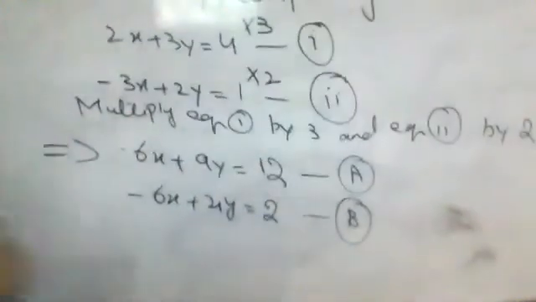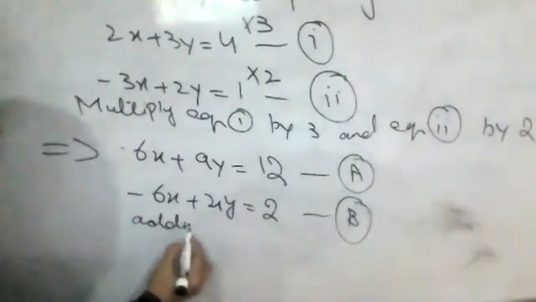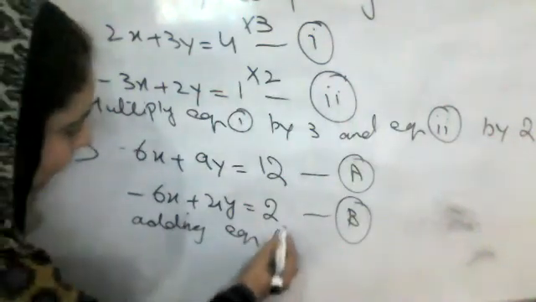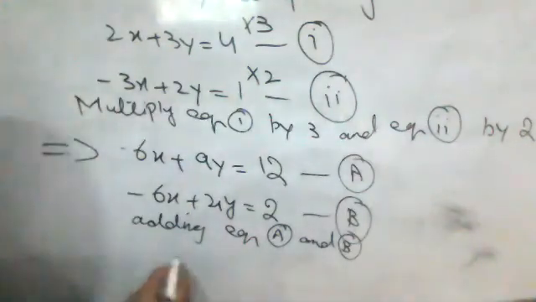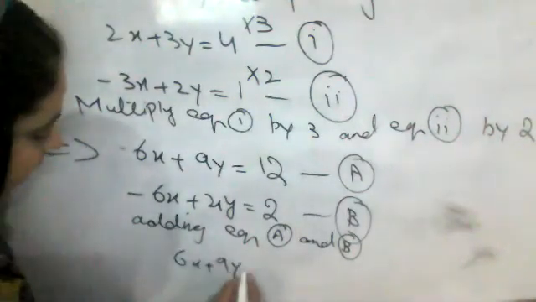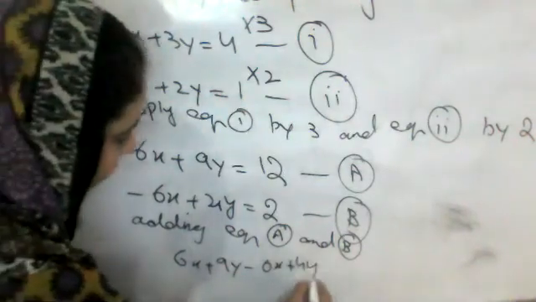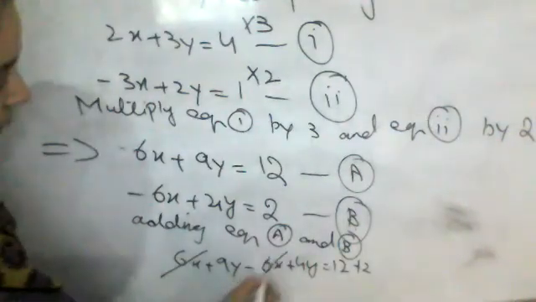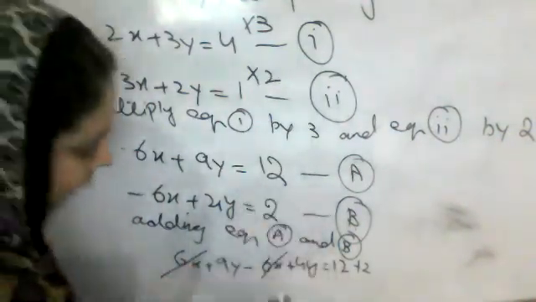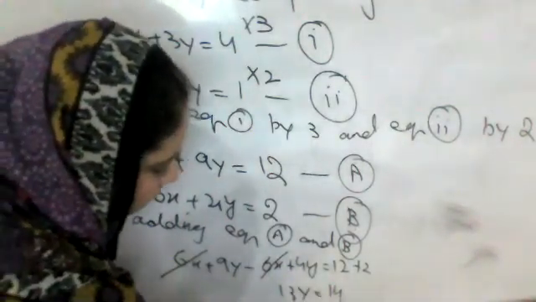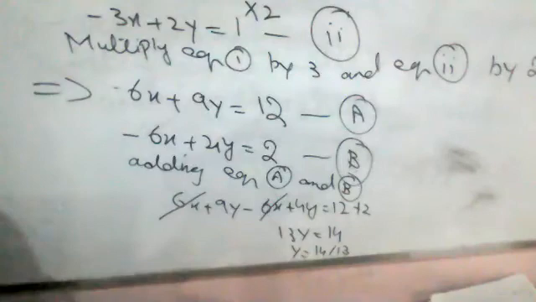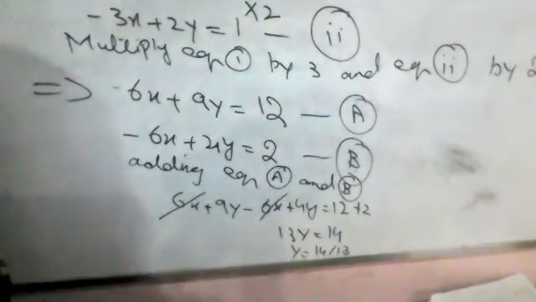So write: adding equation A and B. Equation A is 6x plus 9y, plus minus 6x plus 4y, is equals to 12 plus 2. This 6x will be cancelled out with this minus 6x. 9y plus 4y, 13y is equals to 14, and y is equals to 14 over 13. This would be the value of y. So this is the method to find the value of y.